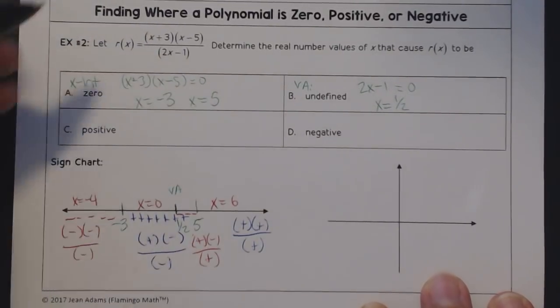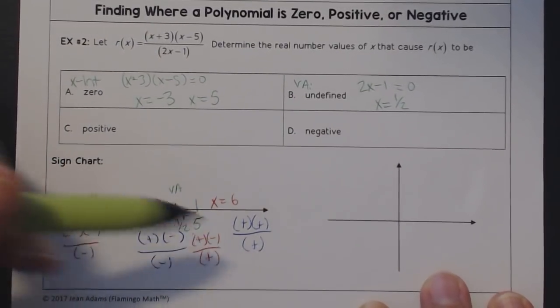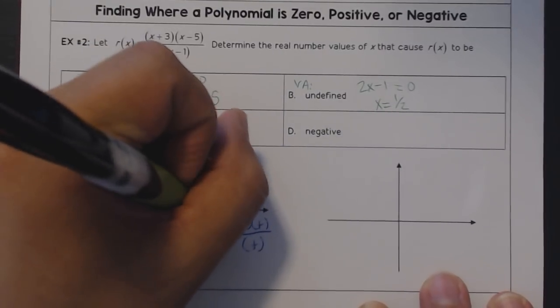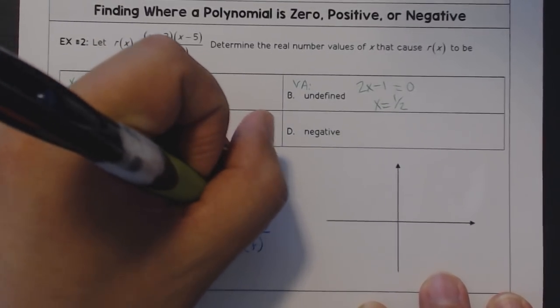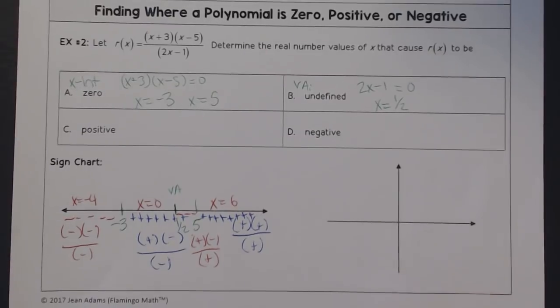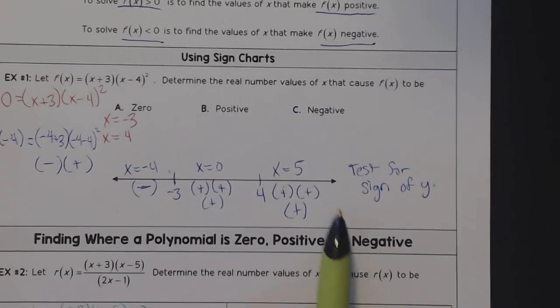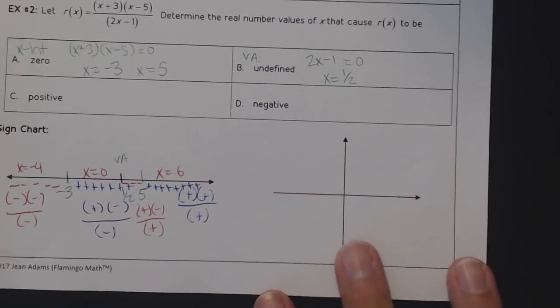So I get nothing but positives here. If it's positive, positive, positive, everything's positive. So after 5, we have positives. Remember, these are what the y values are going to be. That's what we said earlier. It's a test for the sign of y. So how does that graph work?